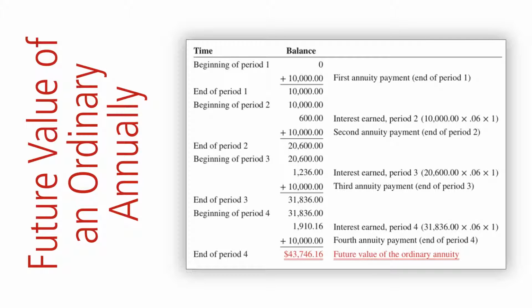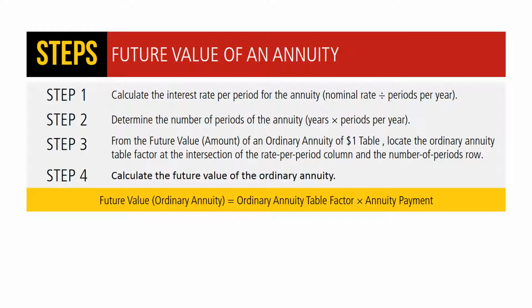As you can see, calculating annuities this way is tedious. An annuity of 10 years with payments made monthly would require 120 calculations. As with compound interest, we use tables to calculate the future value or amount of an annuity. Future value tables can be used to calculate the future value or amount of an ordinary annuity.